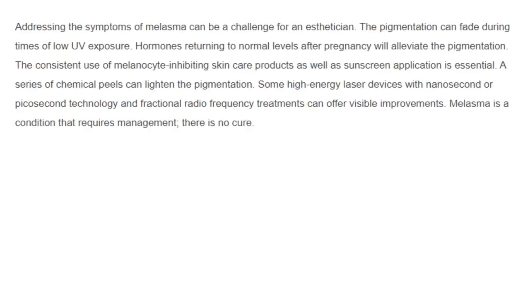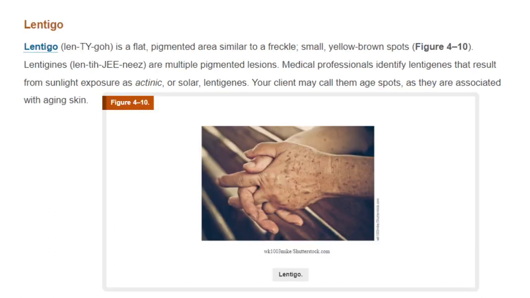Addressing the symptoms of melasma can be a challenge for an esthetician. The pigmentation can fade during times of low UV exposure. Hormones returning to normal levels after pregnancy will alleviate the pigmentation. The consistent use of melanocyte-inhibiting skincare products as well as sunscreen application is essential. A series of chemical peels can lighten the pigmentation. Some high-energy laser devices with nanosecond or picosecond technology and fractional radio frequency treatments can offer visible improvements. Melasma is a condition that requires management. There is no cure.